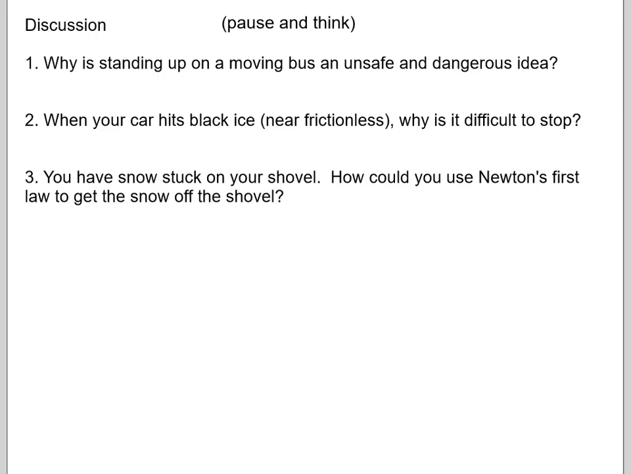And lastly, you have snow stuck on your shovel, and you can do this with food on a fork or whatever you like. How could you use Newton's first law to get the snow off the shovel? Well, if you get that shovel moving really quickly and then you stop it, all of the snow that's attached to the shovel is going to have a certain amount of inertia, and it's going to want to keep on moving, and that's why it flies off your shovel.